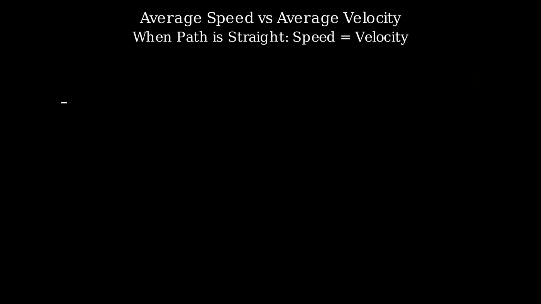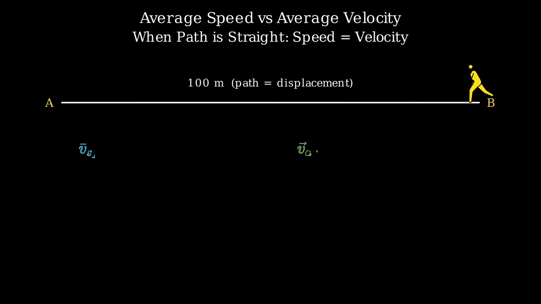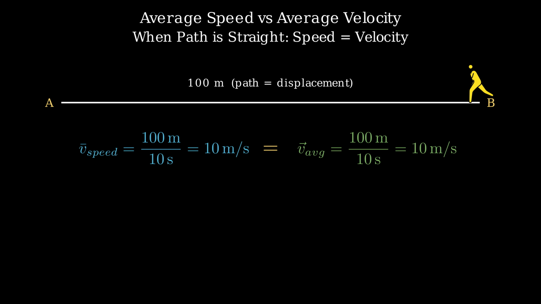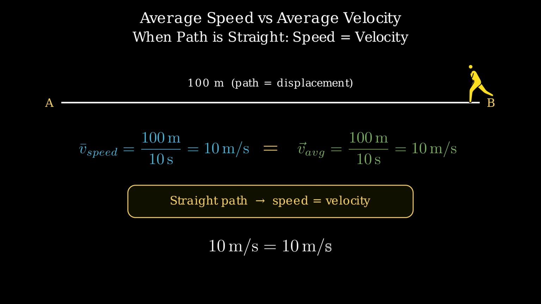When are they equal? Only when the path is straight. Runner 1 ran straight from A to B, covering 100 meters of actual path and 100 meters of displacement. Speed equals velocity, both are 10 meters per second.